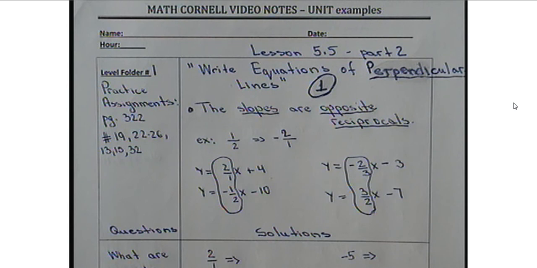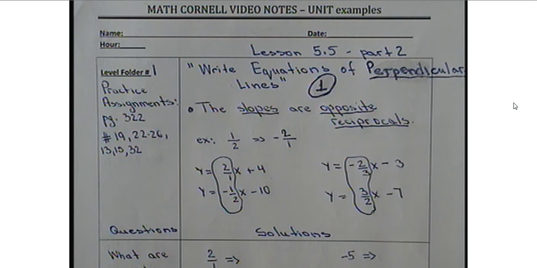First we covered parallel lines, and I'm hoping you remember that for parallel lines the slopes must be the same. If I have -1 slope, then the other equation will be -1. If I have positive 3/5 for one equation, then positive 3/5 will be for the second one.